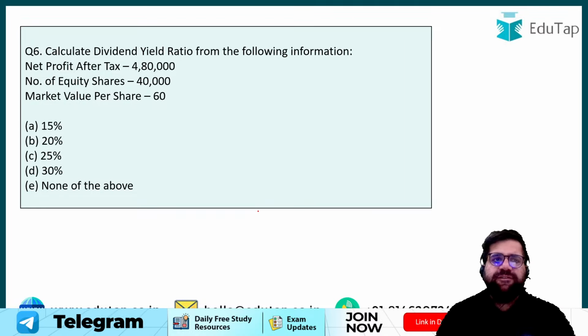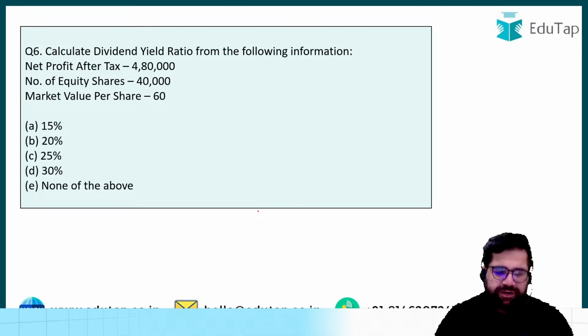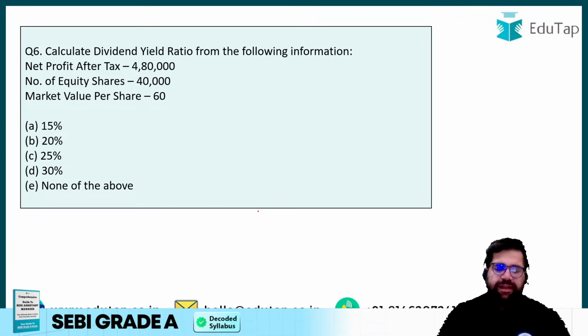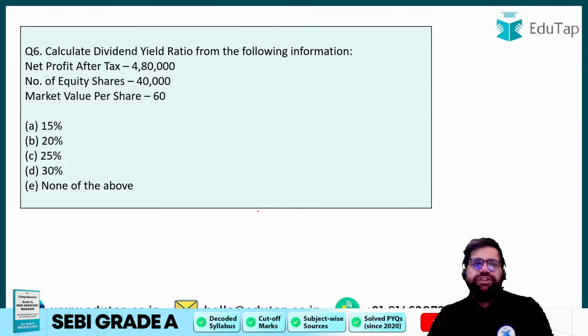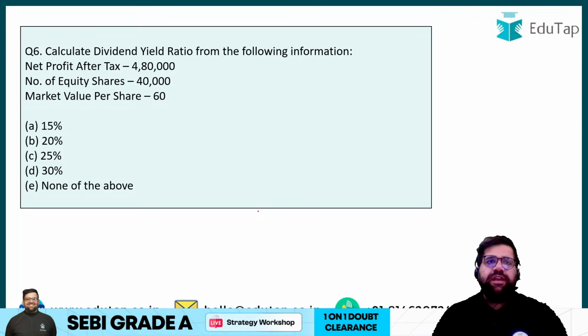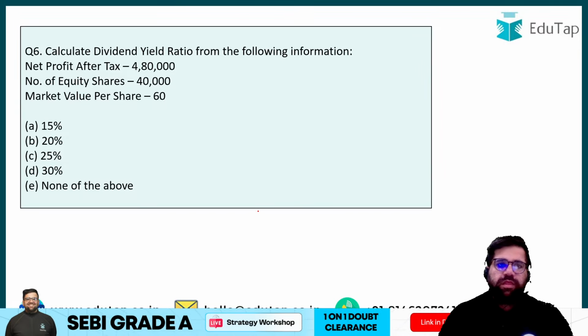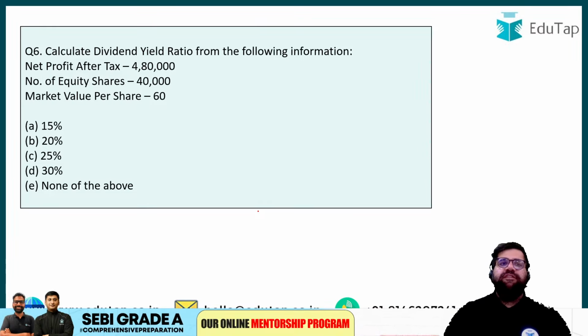Question number 6, my friend. Calculate dividend yield ratio. Let me see in the chat how many of you have given the right answer. Yes, very good, Rishi. Now we have question number 6, calculate dividend yield ratio. For dividend yield ratio, you need EPS, right? And if you see, net profit after taxes, sorry, not 48,000, 4,80,000, divided by the number of equity shares will give you EPS.